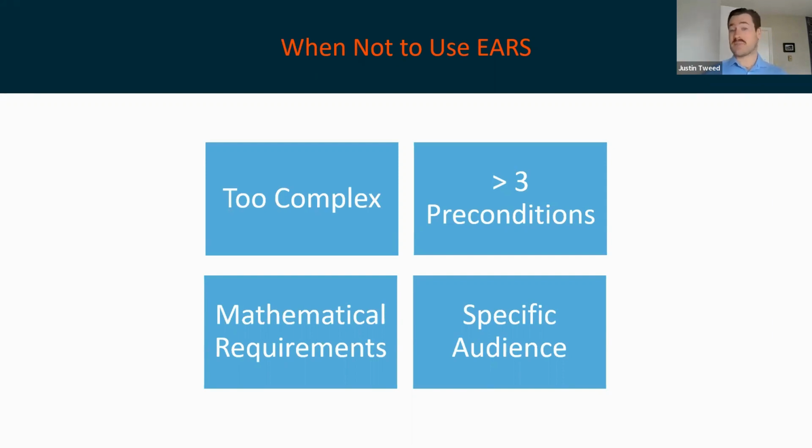Oftentimes we see requirements that are mathematic in nature. Naturally, these requirements will not fit into textual patterns like ERS. So as such, they're better left in other states. This could also be true for requirements that are solely going to require interaction from a specific audience. If everyone who needs to understand a requirement comes from the same background, let's say software engineering, it may make sense to create requirements that are more easily understood by software engineers and not worry about stakeholders who don't have to interact with these specific requirements.